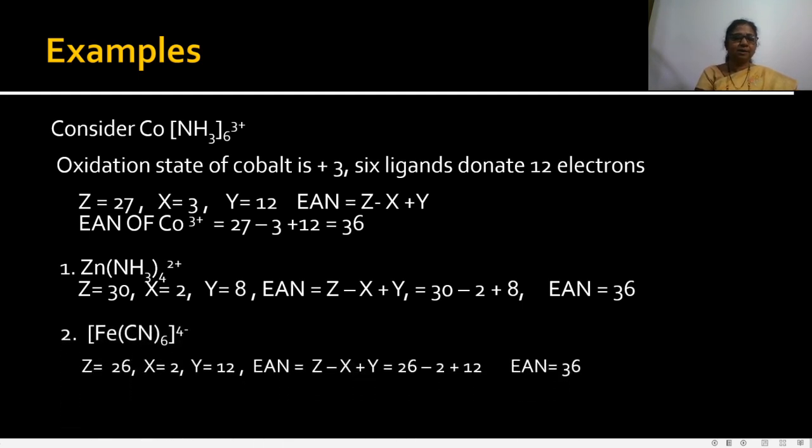Now next example, [Fe(CN)6]4-, Z is equal to 26, X is equal to 2, Y is equal to 12. Then the formula of EAN is Z minus X plus Y, which is 26 minus 2 plus 12. Therefore, EAN is equal to 36. This compound also obeys the EAN rule because the number is 36, which is equal to the noble gas electronic configuration. If it is not equal to the noble gas electronic configuration, then it fails the EAN rule.